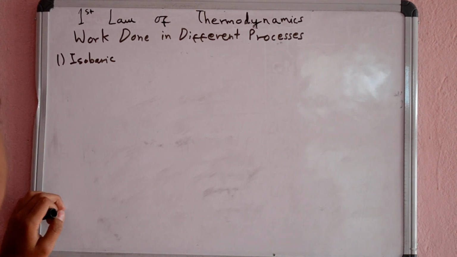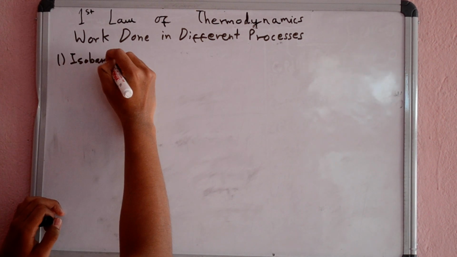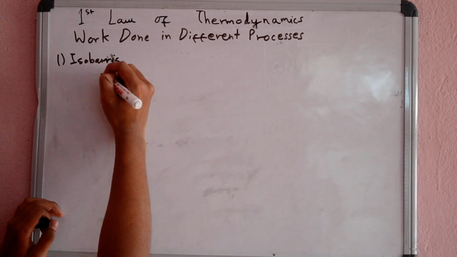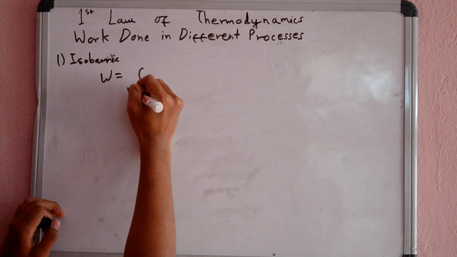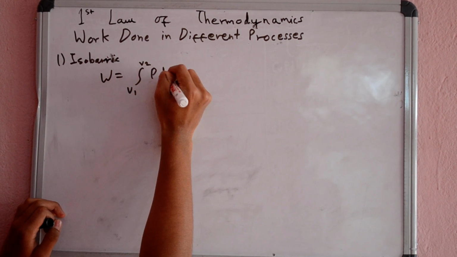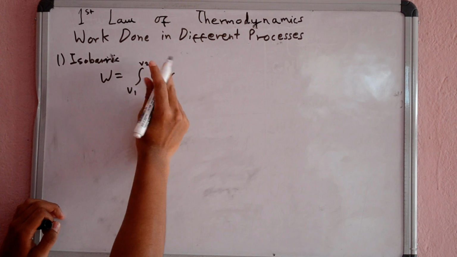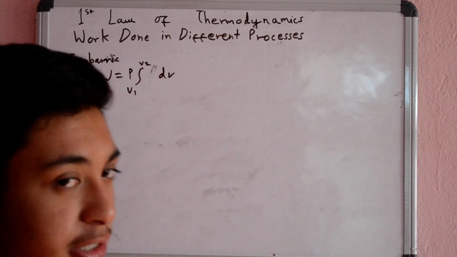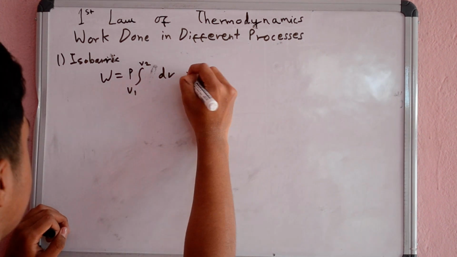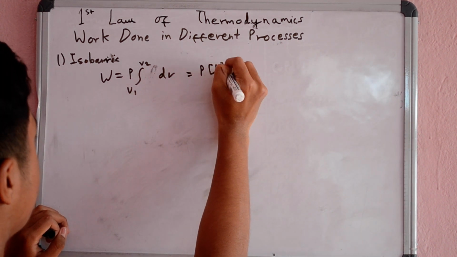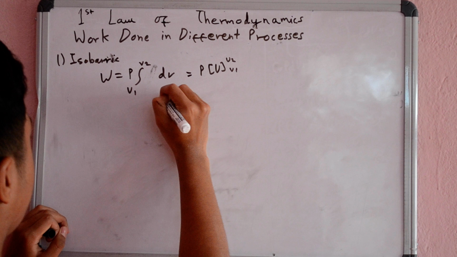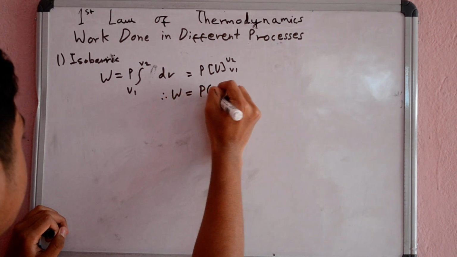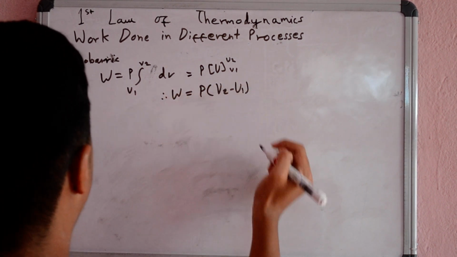Now for the isobaric, we know that the pressure is constant and the work done is the integral from V1 to V2 of P dV. Since pressure is constant, it can go outside, and the integration of dV is just V, so this equals P times V evaluated from V1 to V2. Therefore the work done in this case is P(V2 minus V1).